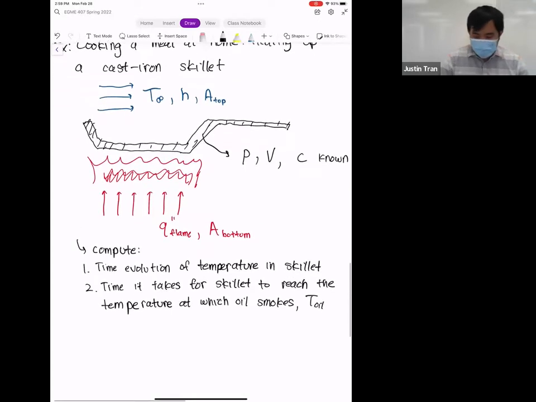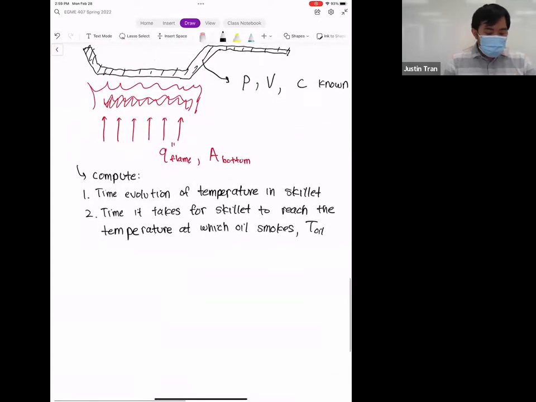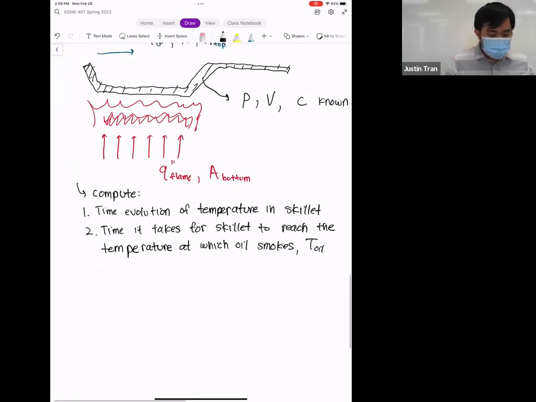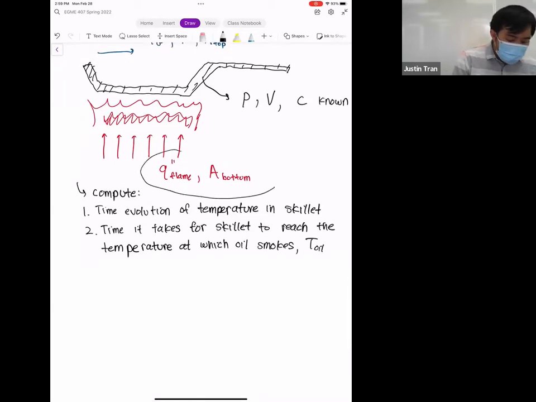All right. Since we have an unsteady problem here, we know that the temperature of the skillet is going to change with time. We know that we're going to use the lump capacitance equation here, right? And since we have heat flux, we know that we need to use the general lump capacitance equation.